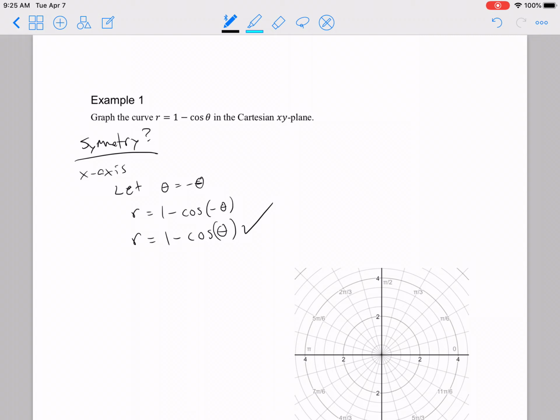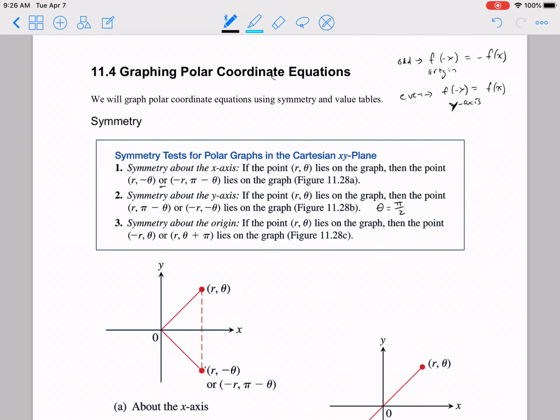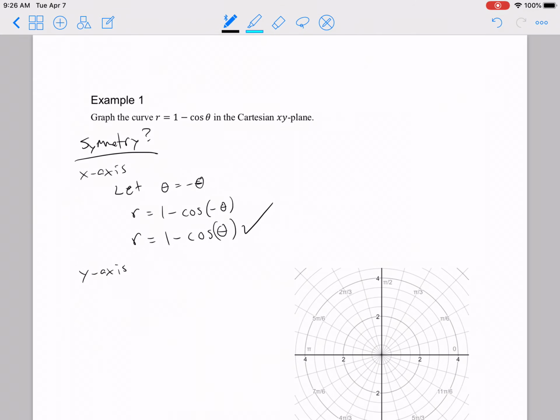The next one we can check is for the y-axis, and on this one we had to have both theta equal negative theta and r equal negative r. So that was basically this part right here, so we'll take a look at that and give it a try. We're going to let theta become negative theta and r become negative r. We're going to swap them over to that.